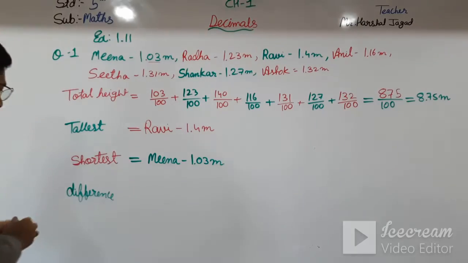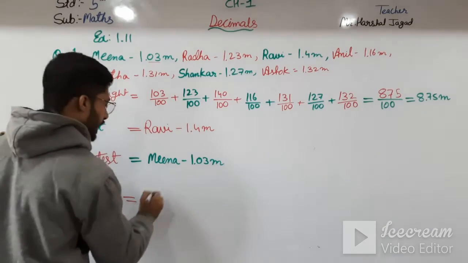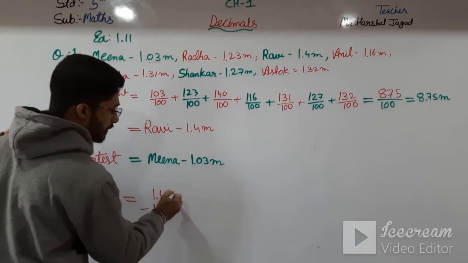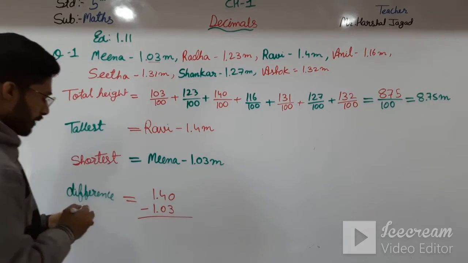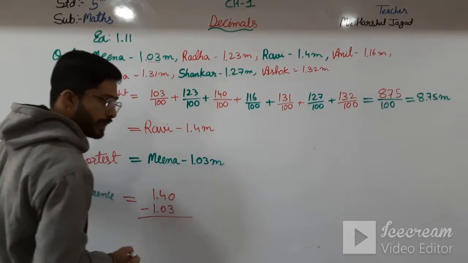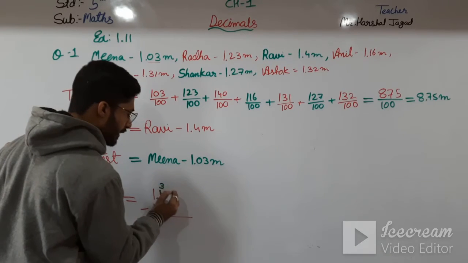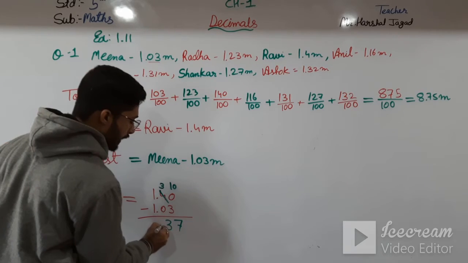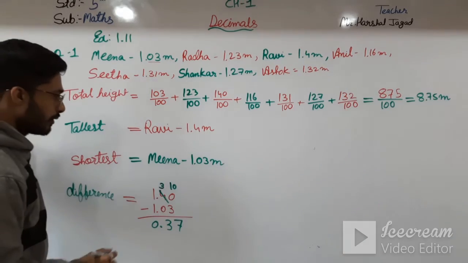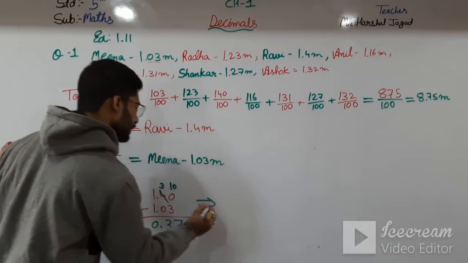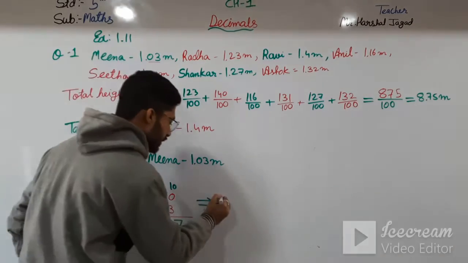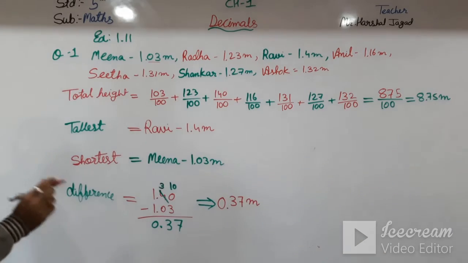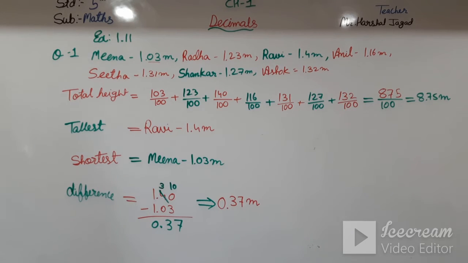So for finding the difference, we will subtract 1.4 minus 1.03. Here there is nothing, so I can write 0. Here 0 minus 3 is not possible, so here it will be 3 and here it will be 10. So 10 minus 3 is 7. 3 as it is, point. 1 minus 1 is 0. So the difference is 0.37 meter. So this is our answer. Please note down this, students.